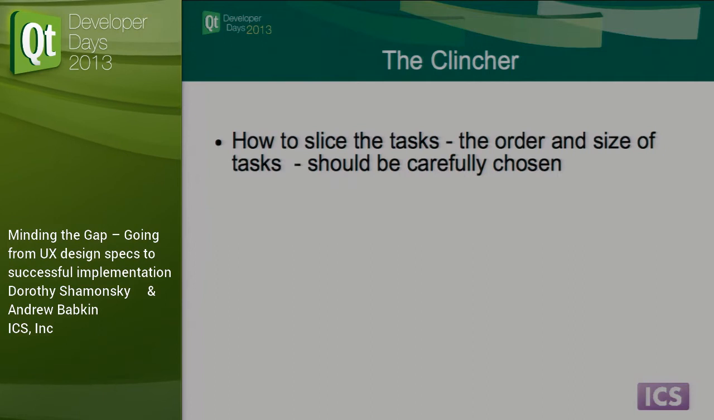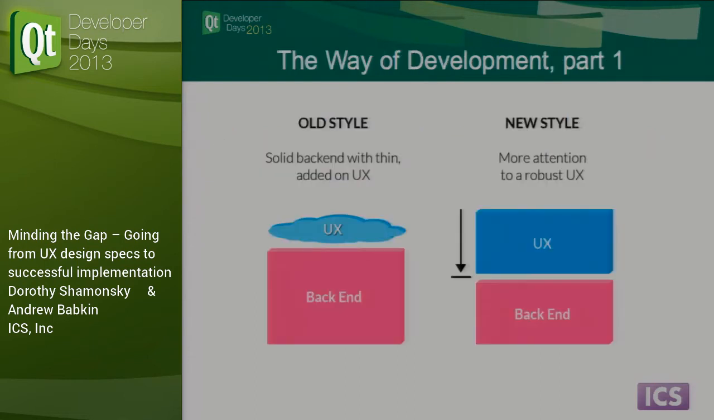But to me, here's the clincher: how you slice up the work really makes a difference. That you slice it up makes a difference, and how you slice it up makes a difference. The old style of creating an interface was you basically do the whole back end, and then you put on this little layer of UX at the end. The new style is that the UX is much more robust. It's bigger, basically a lot more code. So you have this much bigger chunk of code that you need to deal with.